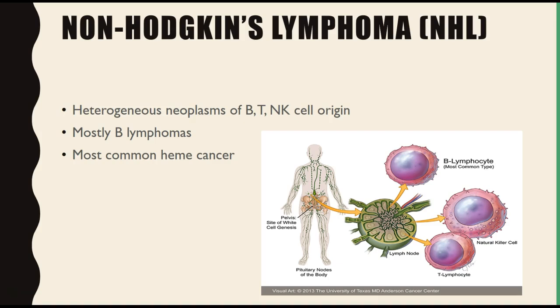This type can affect people of all ages. The B cell lymphomas make up the majority of the non-Hodgkin's lymphomas, and these lymphomas are categorized by the level of differentiation, cell of origin, and the rate of proliferation that's occurring. So there's going to be a variety of presentations and a variety of courses of treatment for non-Hodgkin's lymphoma. This is the most common occurring type of hematological cancer that you will see.